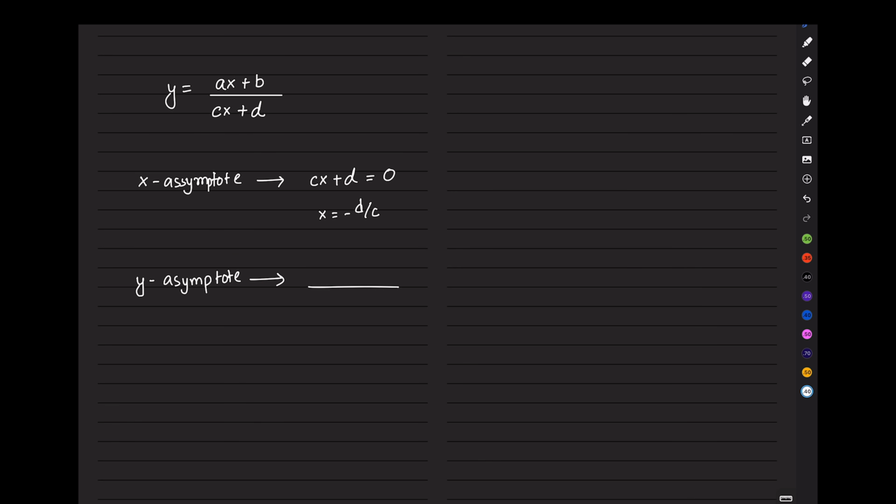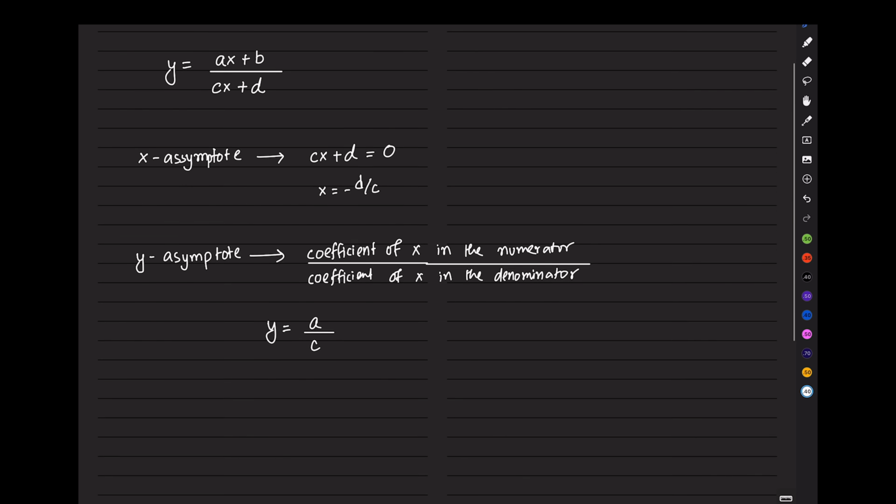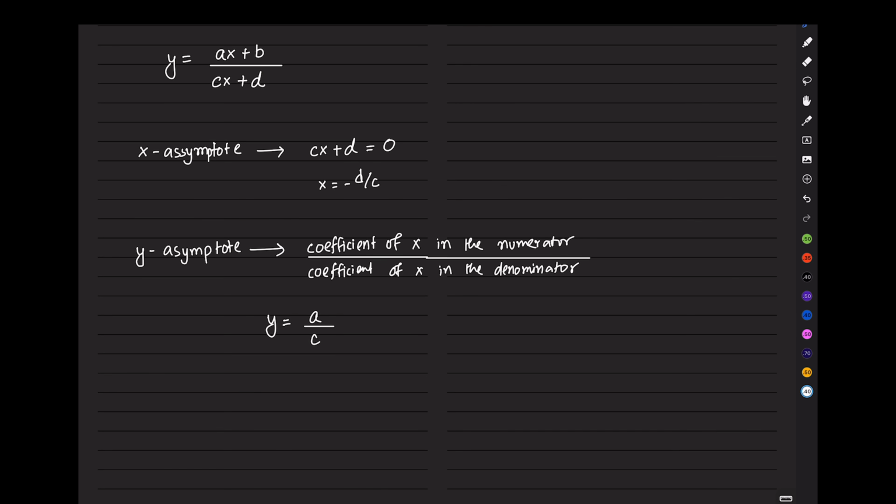It's basically the coefficient of x in the numerator divided by the coefficient of x in the denominator. So it's basically y equals a divided by c in this case, in the particular example that I just showed you. And now, what exactly is the asymptote?